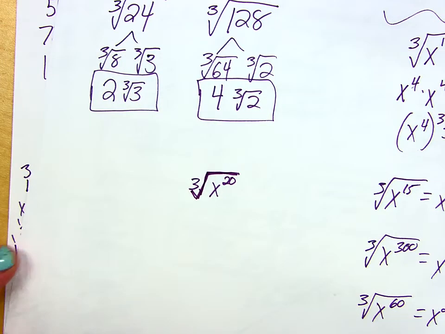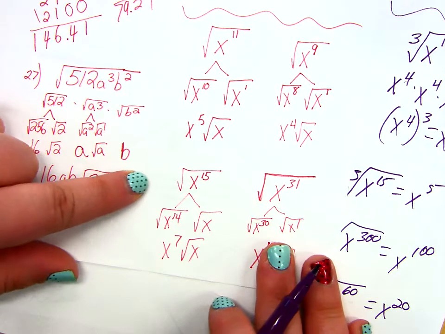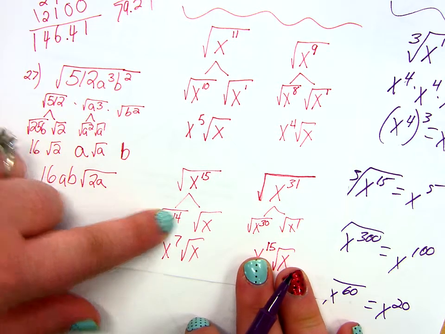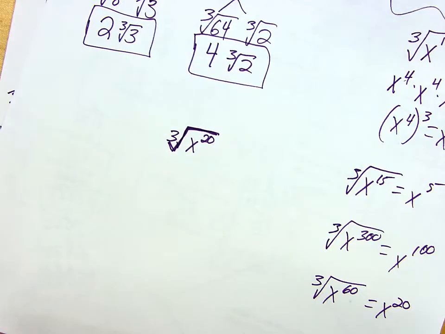Well, 20 doesn't divide by 3 evenly. So just like I had to do with my square roots, if I was trying to take the square root of an exponent that was odd, I had to split it up to get an even number. Remember? Look, right here. See how we did them? See x to the 15th? I had to split it up into x to the 14th and x to the 1st. So it's the same idea.